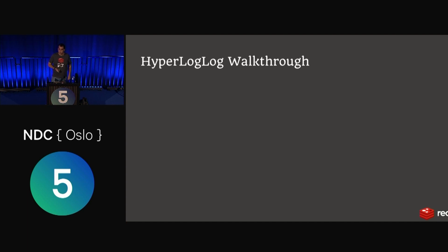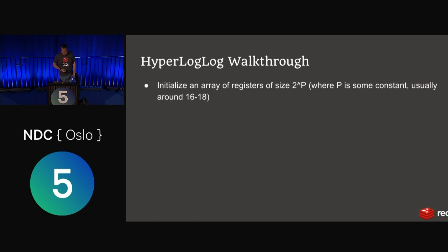So let's just walk through a HyperLogLog real quick. And this is actually the most complicated of these algorithms that I'm going to go over. So I'm going to go over it real quick, and hopefully you'll pick up some of it. This took me a while. I had to read the white paper several times in order to understand what they were talking about. But you initialize an array of registers that's size 2 to the p. So p is some constant. It's usually 16 to 18. In Redis, we have this on the larger side. It's 18, but 16 to 18 is a traditional size of one of these.